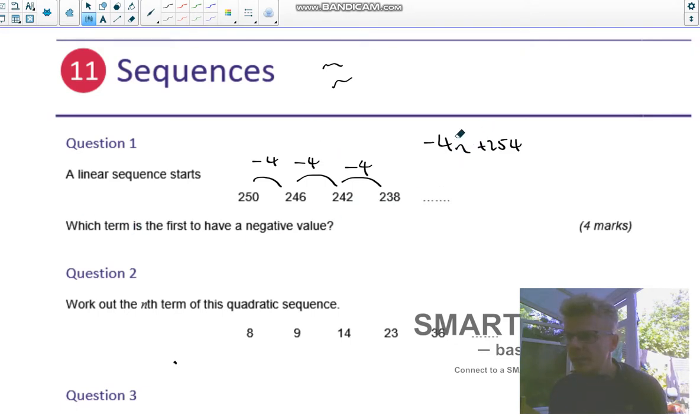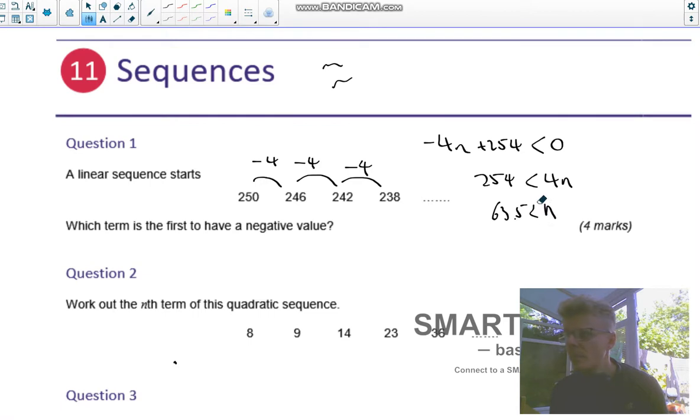So what value of n would be the first one to return a negative value? So when is this less than 0? Okay, so then we end up with 254 must be less than 4n. If I add that to the right hand side, and then divide by 4, I'll get my value for n, which is 63.5.